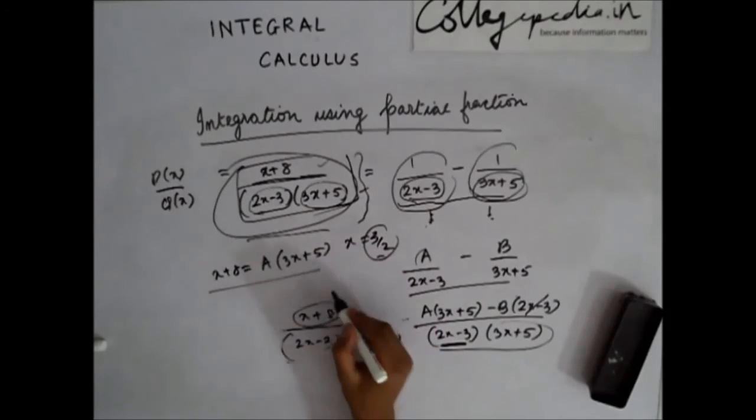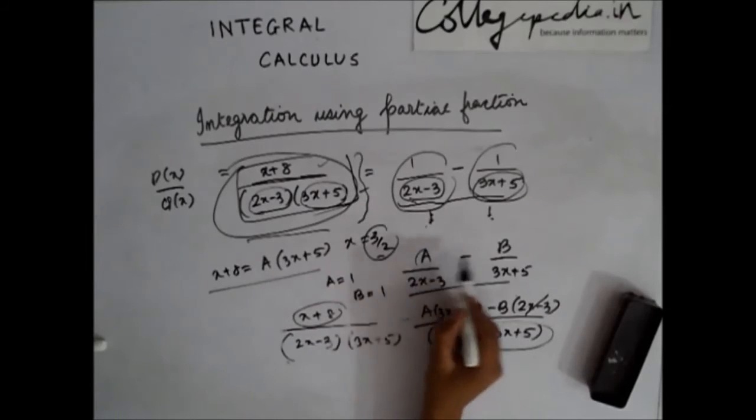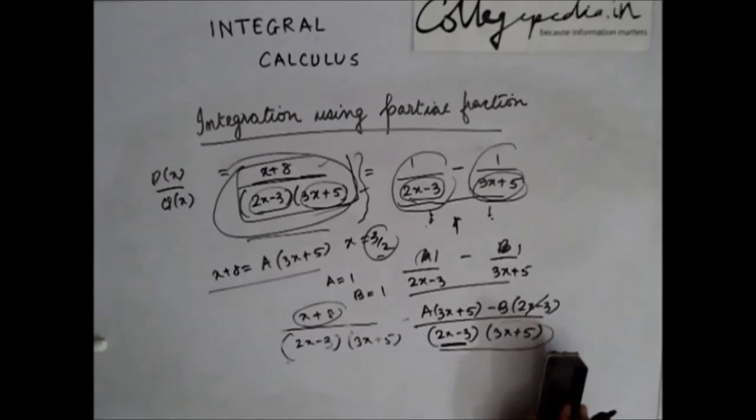So when I put x equals 3 by 2, you will see that you will get a as 1. Similarly, when you put x equals minus 5 by 3, you will see that you will get b as 1. Okay, so that's why I get a and b as 1. So this becomes similar to this expression.